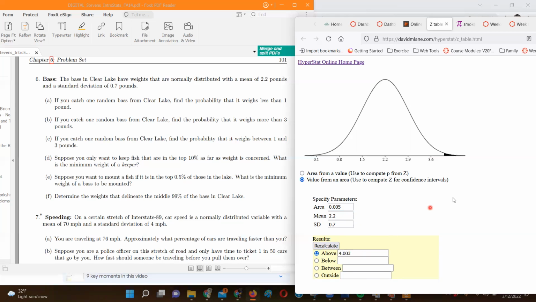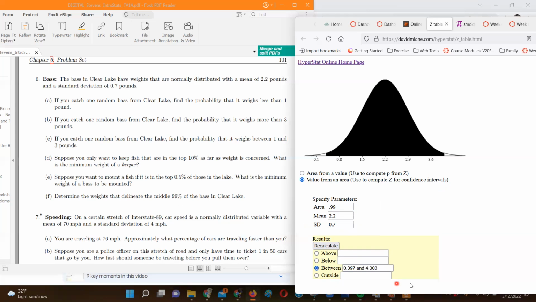We knew it was going to be a very big z-score because we know that anything more than 3 standard deviations is a pretty small area. This is a very small area. And then how do I get the middle 95? Same mean, same standard deviation. We could do some subtraction, but this calculator does between. And those are the 2 z-scores. It cuts off the middle 99%. Or those are the 2 weights, sorry, not z-scores.